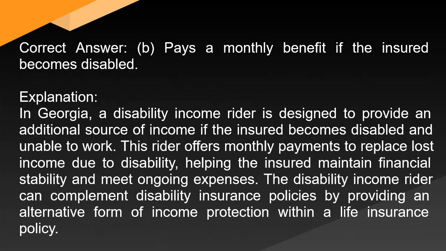Correct answer: B. Pays a monthly benefit if the insured becomes disabled. Explanation: In Georgia, a disability income rider is designed to provide an additional source of income if the insured becomes disabled and unable to work. This rider offers monthly payments to replace lost income due to disability, helping the insured maintain financial stability and meet ongoing expenses. The disability income rider can complement disability insurance policies by providing an alternative form of income protection within a life insurance policy.